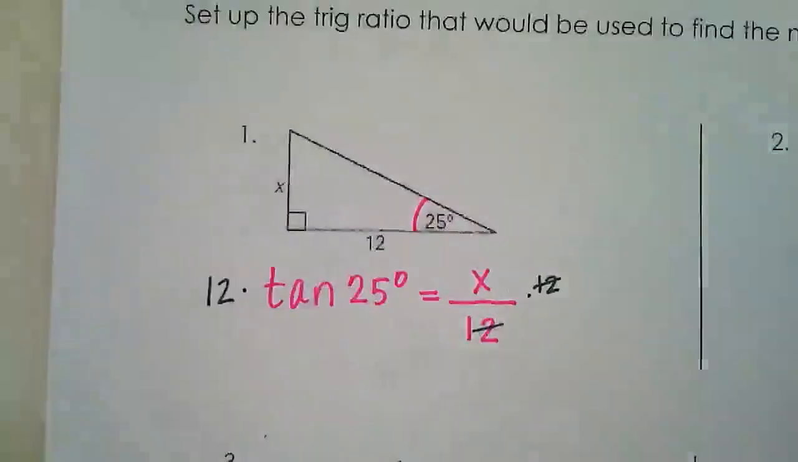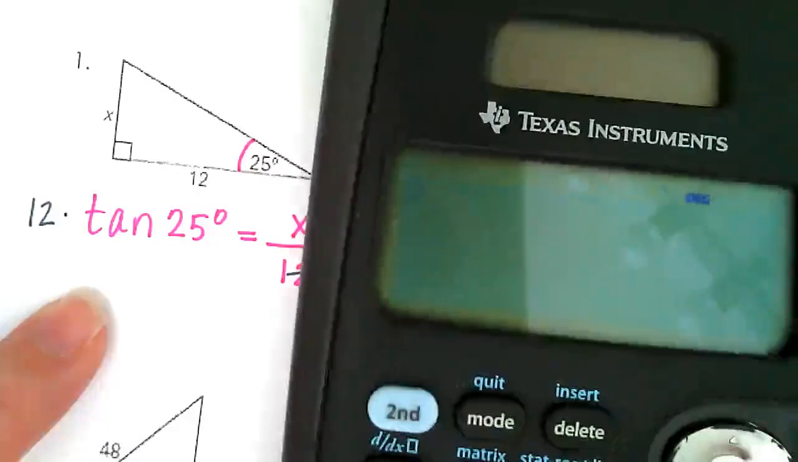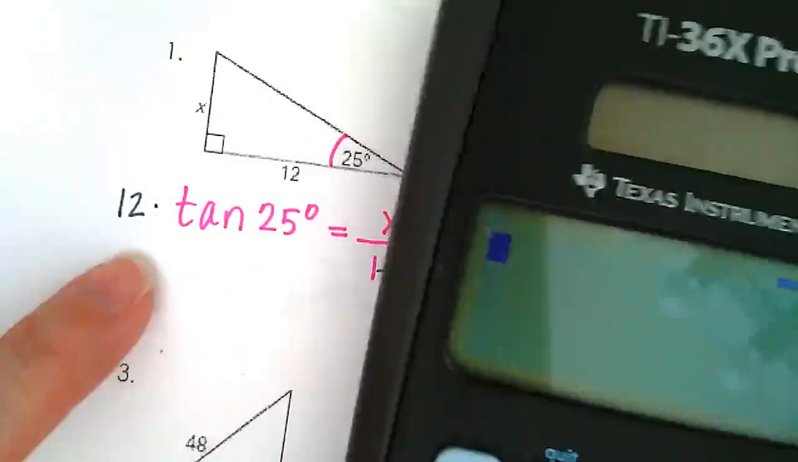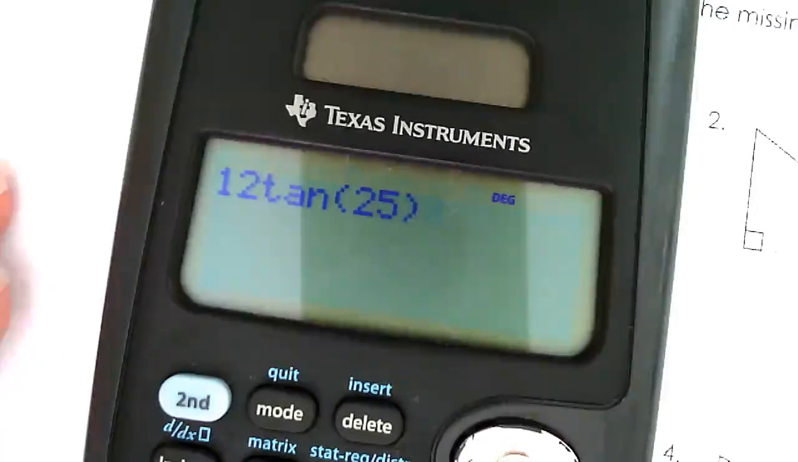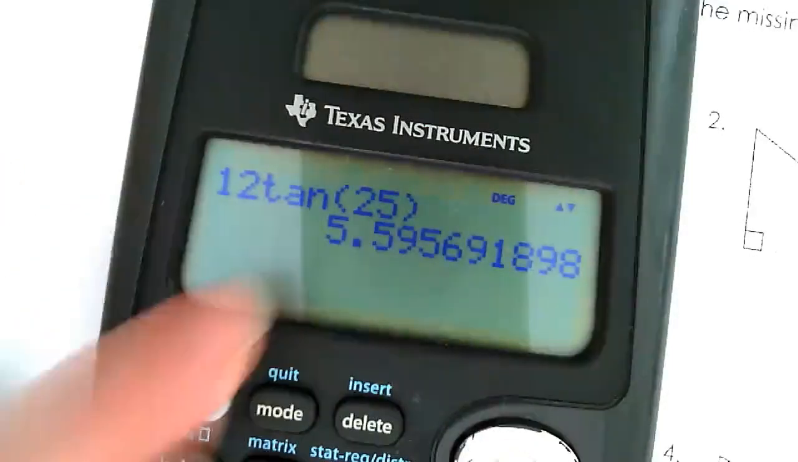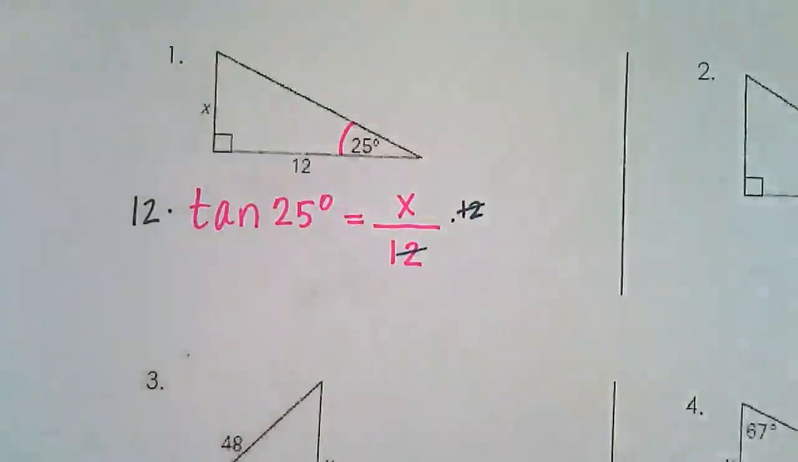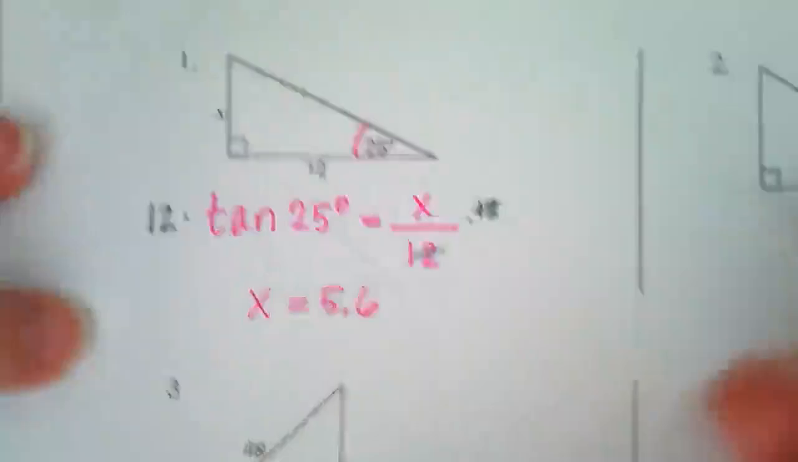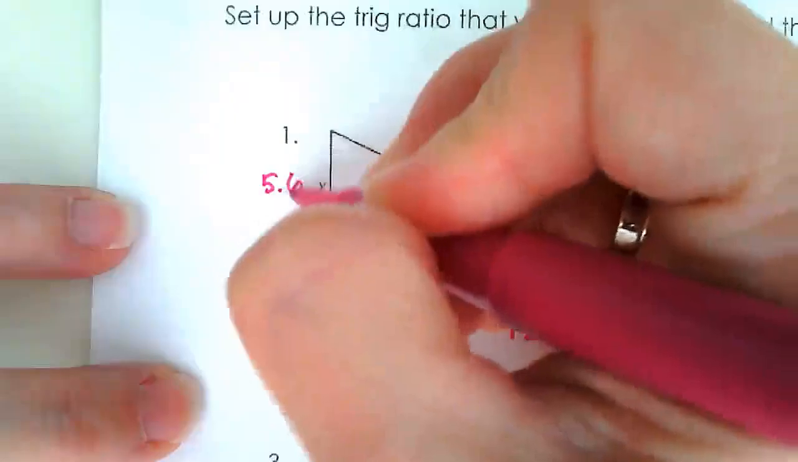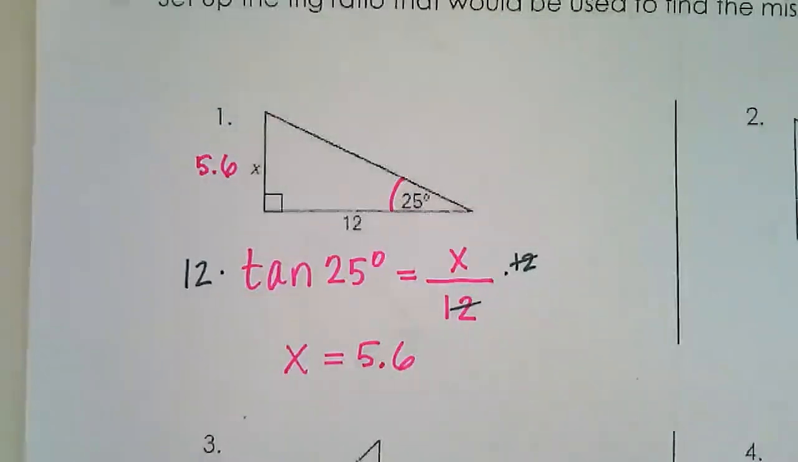Okay, so now we're going to grab the calculator and turn it on. All right, now we're going to type this in exactly how we wrote it. So we have 12 times the tangent of 25 degrees. So I'm going to type 12 tangent 25, hit enter, and it looks like I'm getting about 5.6 for the side. So that tells me that side x is about 5.6. At this point, if I wanted to, I could use the Pythagorean theorem to figure out the hypotenuse.